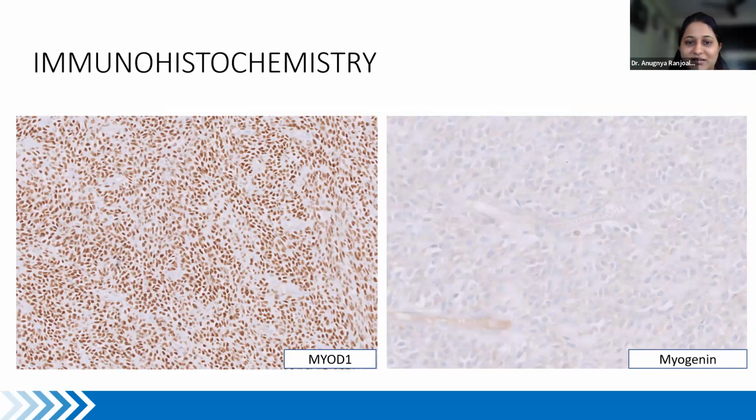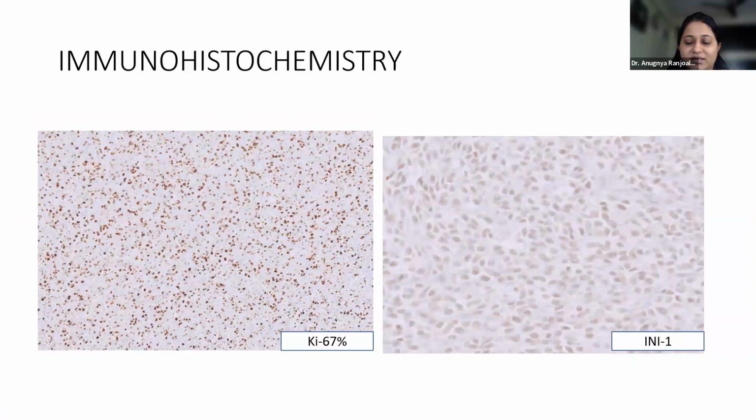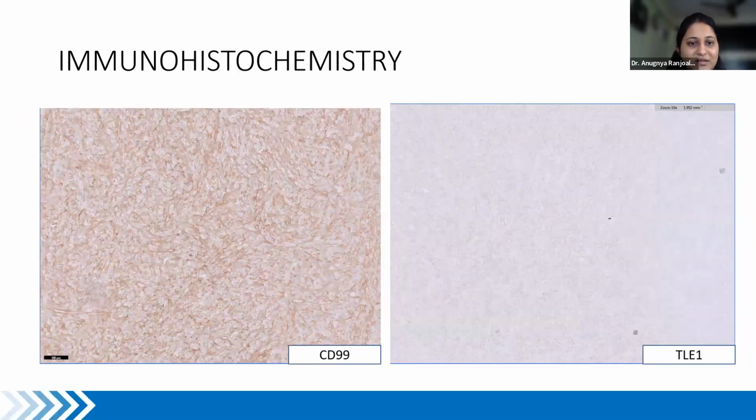So that is something very important. Whenever we are thinking of RMS tumors, we should always do a panel of markers starting with desmin, MyoD1, and myogenin, at least, just to rule out all the other variants of RMS. Coming to Ki67, which was very high, around 70 to 80%. Since it looked a little epithelioid, we did INI, which was weak but retained. CD99 was a little non-specific but diffuse staining. However, NKX2.2 was negative and TLE1 was also negative.